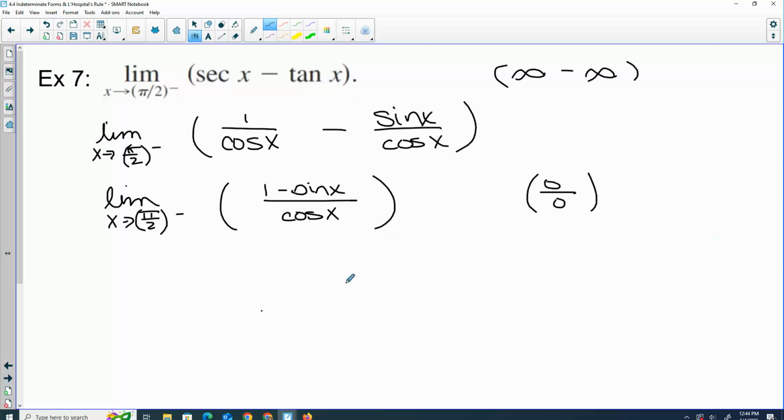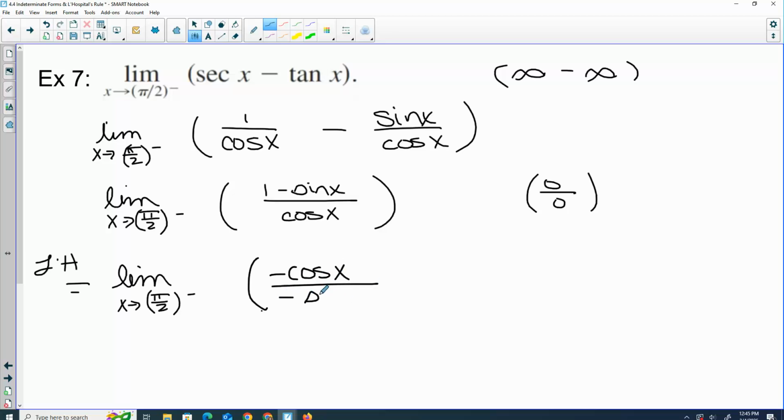So 0 over 0, which means we can do L'Hopital. So we haven't plugged in, so we're still writing our limit, but we put the LH to show we did L'Hopital's. So the derivative of the top, what's the derivative of 1 minus sine? Negative cosine. Yes, negative cosine. What's the derivative of cosine? Negative sine x.